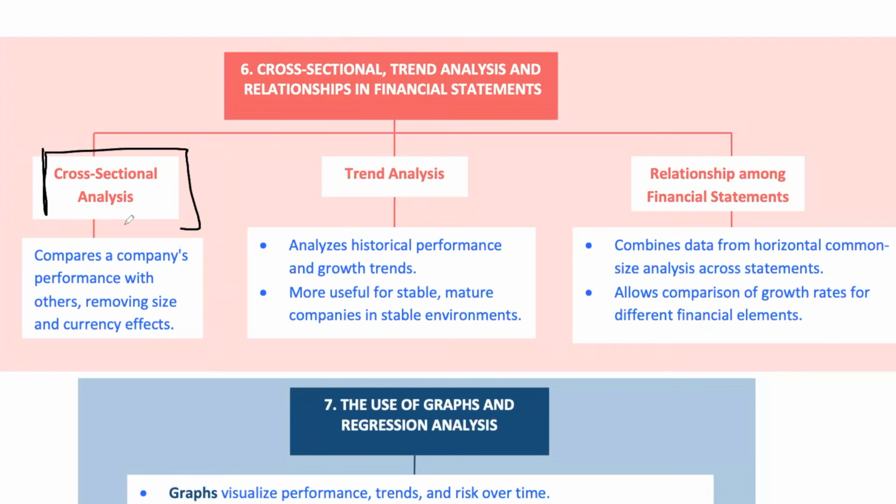Cross-sectional analysis is all about comparing our company to others, peers, industry averages, you name it. It removes size and currency differences, allowing for a fair comparison. Trend analysis. Here, we're examining our company's performance over time. Are revenues growing? Are expenses creeping up? It's particularly useful for stable, mature companies.